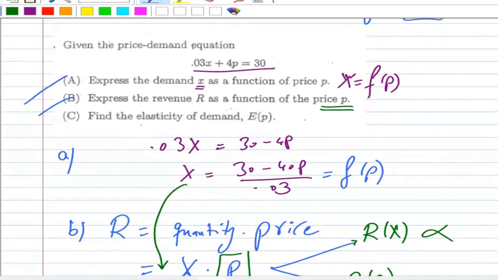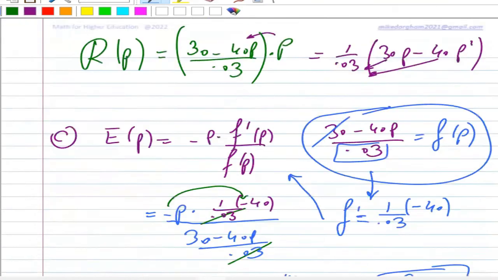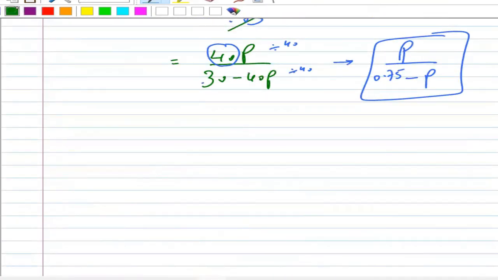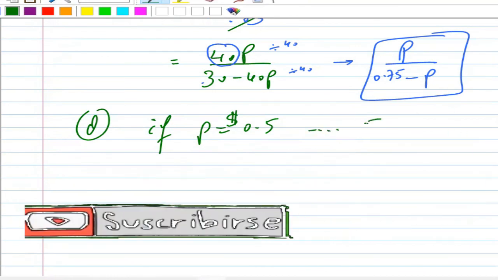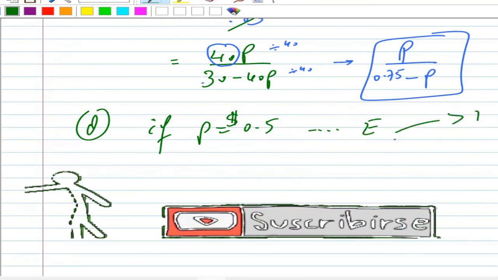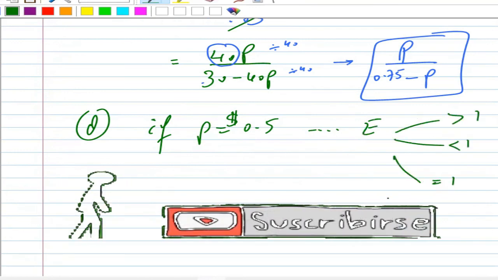Now we don't have any more application. There is no price given to figure out your elasticity. But usually there's an extra question. Let's say for D, they say if the price, for example, equals $5, plug it in and figure out your elasticity. Here the price should be something less than 0.75, let's say $0.5. Figure out if the elasticity is bigger than 1 or less than 1, to tell whether it is inelastic or elastic. If there's a question that way, you can figure out your E. If E is bigger than 1, elastic; less, inelastic; equal to 1, unit elasticity.